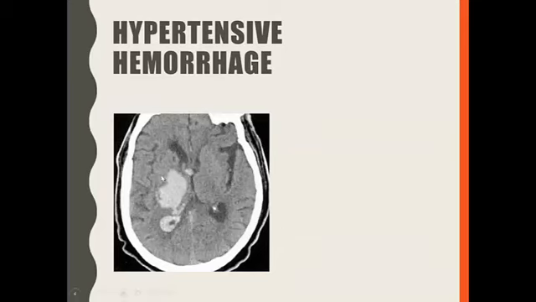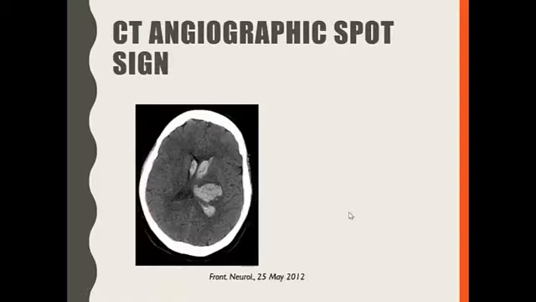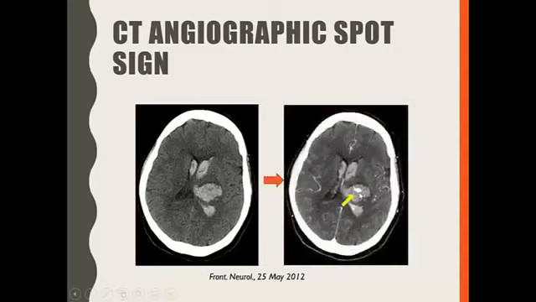Here is a thalamic hypertensive hemorrhage with intraventricular extension. Here is a putaminal hemorrhage on MRI, FLAIR images, surrounded by edema and with mass effect. Another thalamic hypertensive hematoma with intraventricular extension, and when you give contrast you can find this angiographic spot sign, which indicates active bleeding, and it's a predictor of hematoma expansion.